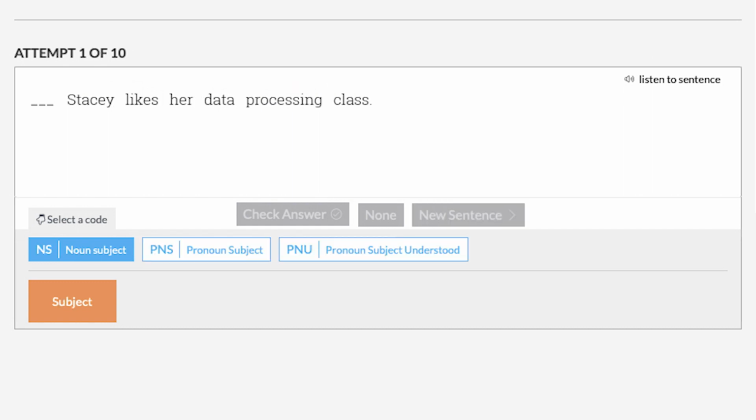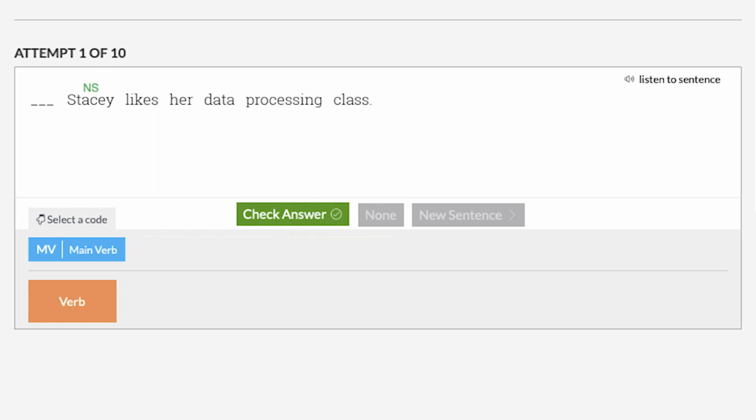An example of a sentence with 1 one-word adjective and 1 compound word adjective. Stacy likes her data processing class. Whom are we talking about? Stacy. Stacy is the noun subject. What about Stacy? Stacy likes. Likes is the main verb.